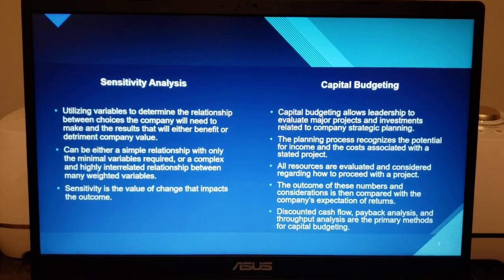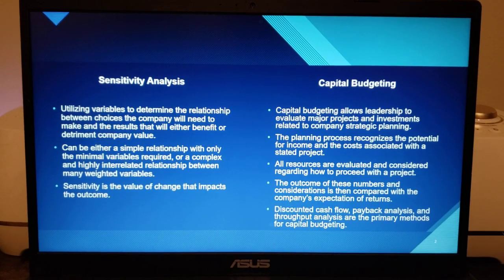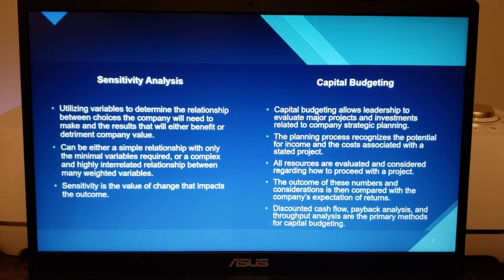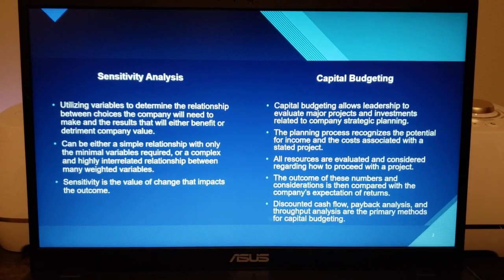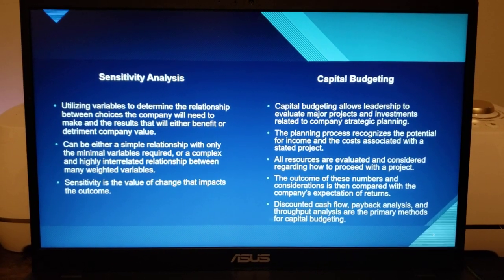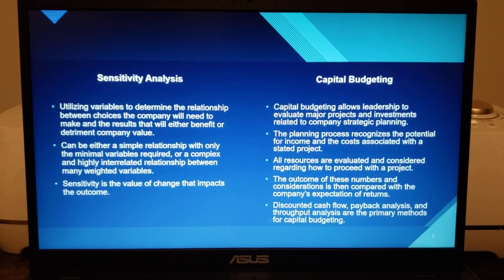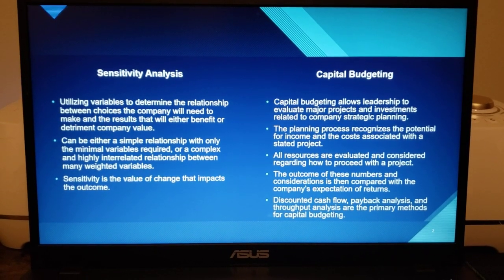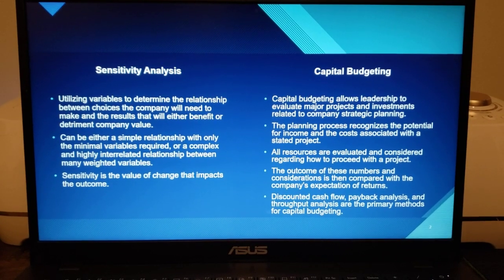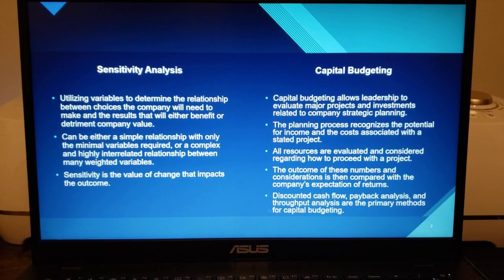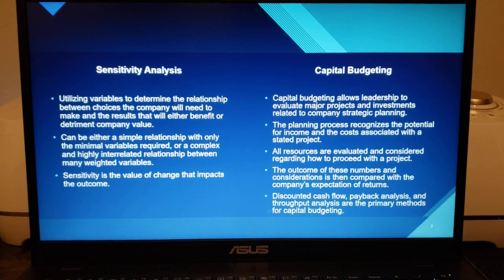Sensitivity analysis is utilizing variables to determine the relationship between choices the company will need to make and the results that will either benefit or detriment company value. The key here is that it is the relationship between the variables that we're looking at. It can be either a simple relationship with only the minimal variables required or a complex and highly interrelated relationship between many weighted variables. So while the minimum would be 2, there is no upward limit of how many variables there can be.